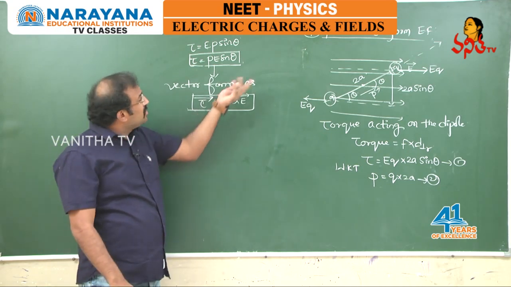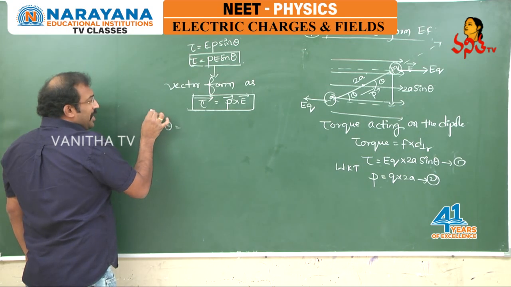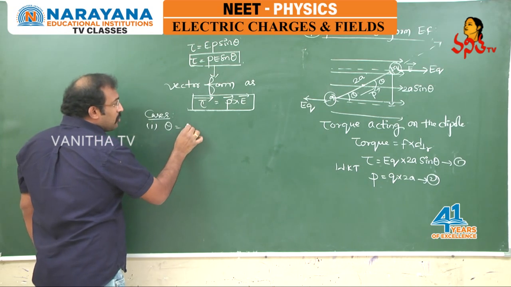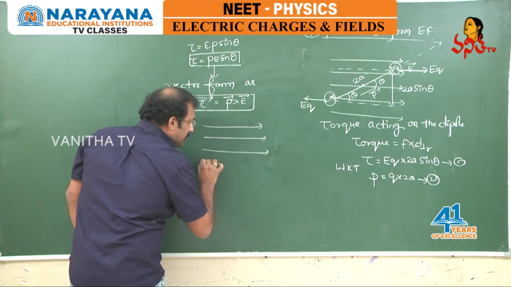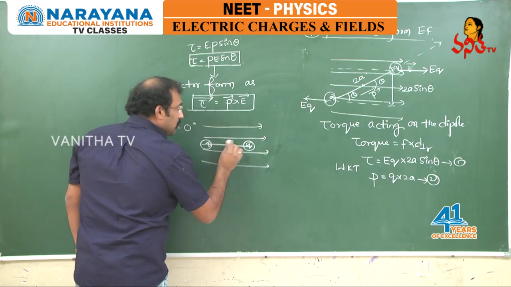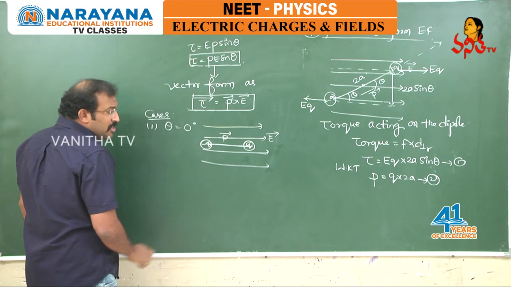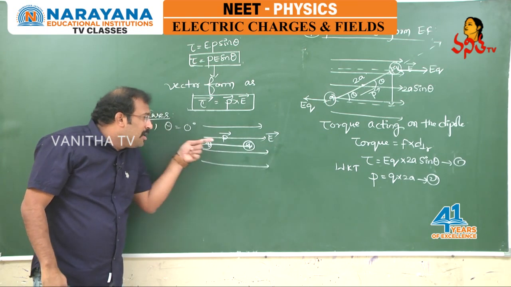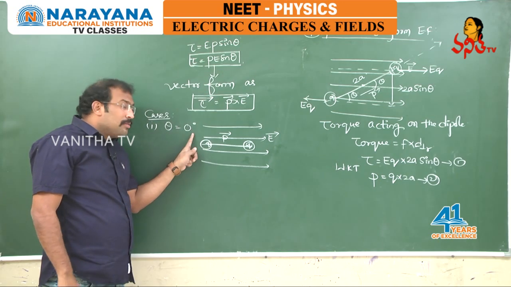So let us see what the conditions are that we can apply. Case 1, we see different cases. Case 1, theta is equal to 0 degrees. The dipole is in the direction from minus q to plus q. This is the dipole moment, and the dipole moment is in the direction of the electric field. P bar is in the direction of E bar, so the angle becomes 0.